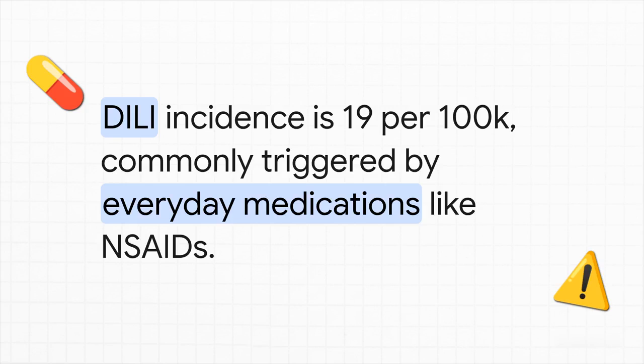It has a documented incidence of 19 cases per 100,000 persons. It can be predictable or unpredictable. It can be immune-mediated or non-immune-mediated, and it is most commonly triggered by everyday pharmaceuticals. We're talking about things like amoxicillin/clavulanate, NSAIDs, and statins. An elevated panel practically mandates a meticulous, rigorous review of the patient's entire pharmacotherapy.